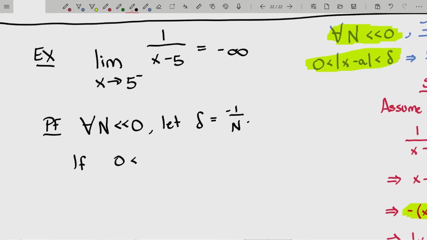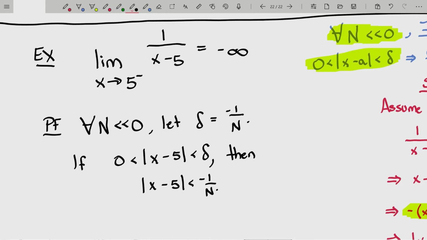If it's the case that 0 is less than x minus 5, what are we approaching, 5? Great. If the distance between x and 5 is less than delta, I hope, ladies and gentlemen, you will all agree that this implies the distance between x and 5 is less than negative 1 over n, because that's my choice for delta. And they all say, yeah, sure, I believe you.